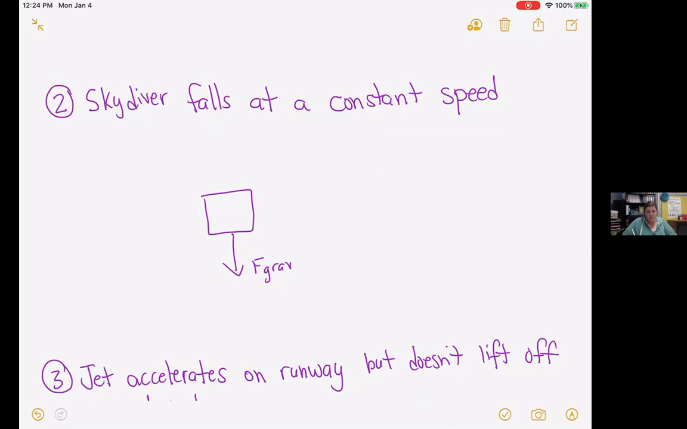There's no norm force acting on this one because the skydiver is not on anything. But there is a friction force that's pulling back on him, and that's going to be air resistance. And because it's falling at a constant speed, we need to make sure that our force of gravity and our force of air resistance, or friction, whichever you want to call it, are the same length. So we've got F-grav, and right up here I want to make my F of air resistance the same length as that, and that represents that it's falling at a constant speed.